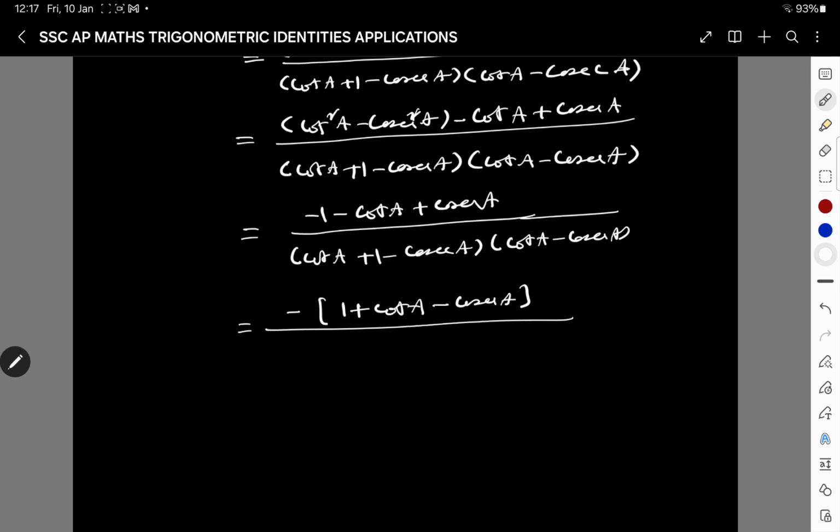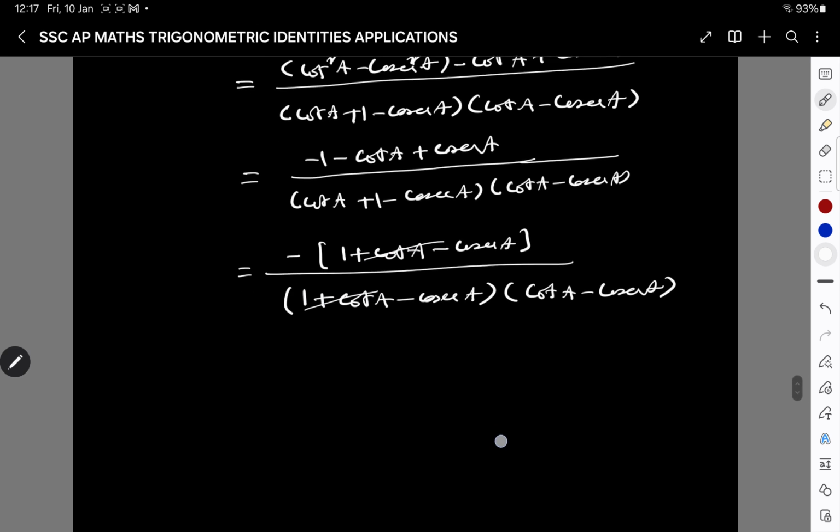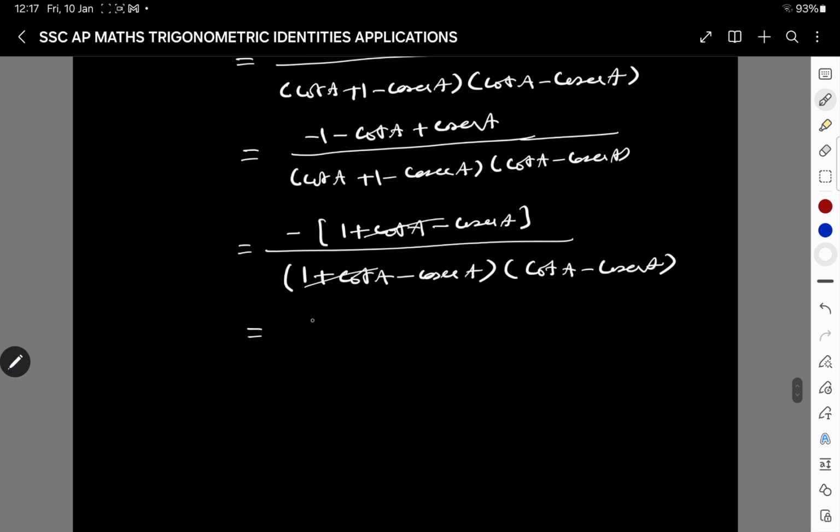This is equal to, if I take minus common, 1 plus cot A minus cosecant A by, I'll change the denominator also, I'll write it like 1 plus cot A minus cosecant A. Same thing, I just changed the order of the terms, and this is cot A minus cosecant A. And this I can cancel. So this is equal to minus 1 by cot A minus cosecant A.